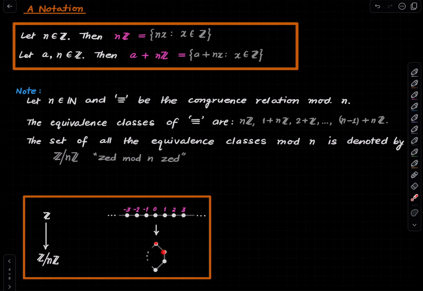So 0 is here, 1 is here, 2 is here, and so on. But then n is here, n plus 1 is here, n plus 2 is here, and so on. So the thing goes around in a circle when you think of integers modulo n rather than their actual glorified nature. So this relation folds this line into a circle, a discrete circle, but a circle. So that's one picture to keep in mind. Okay.